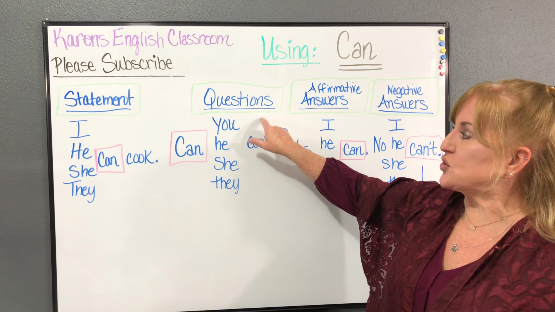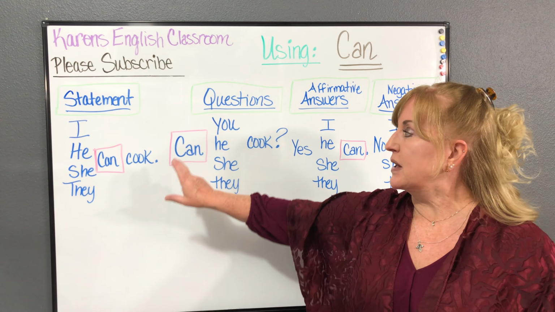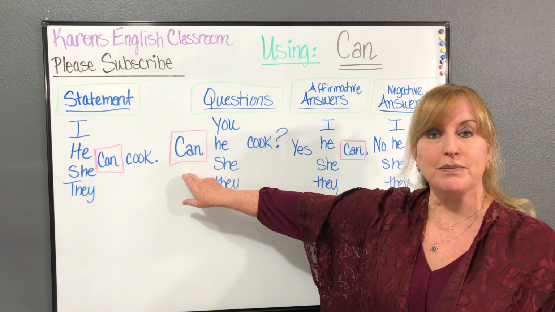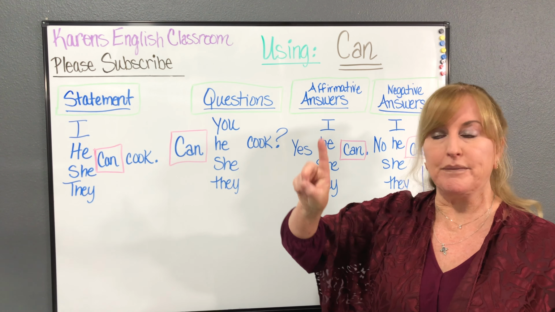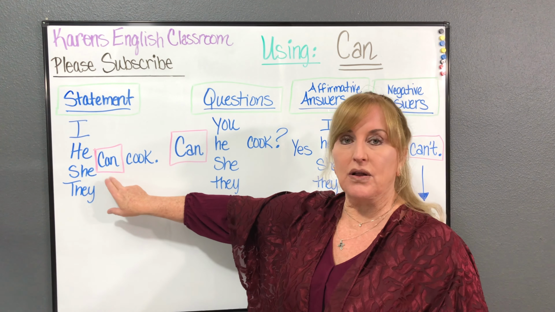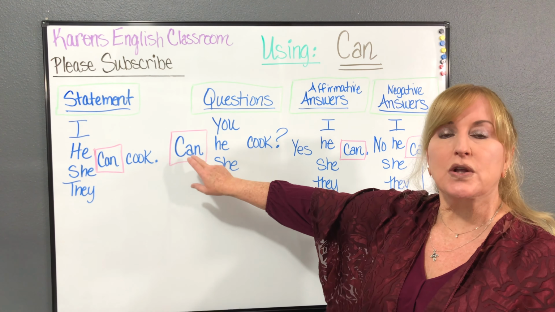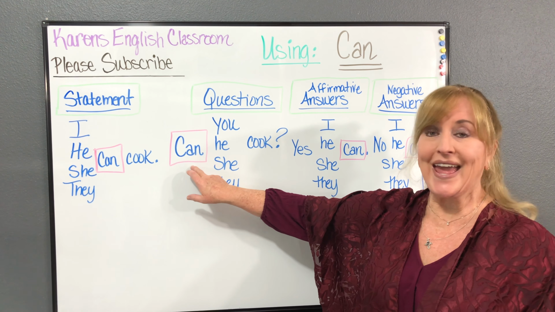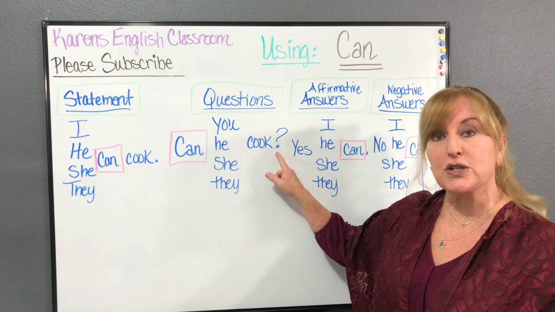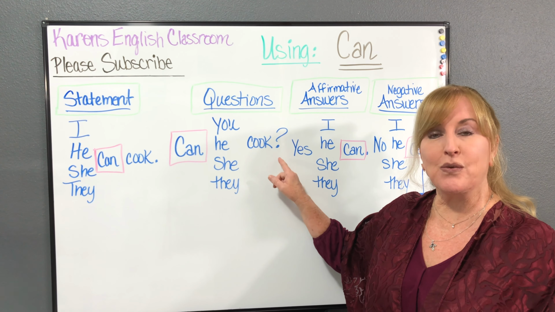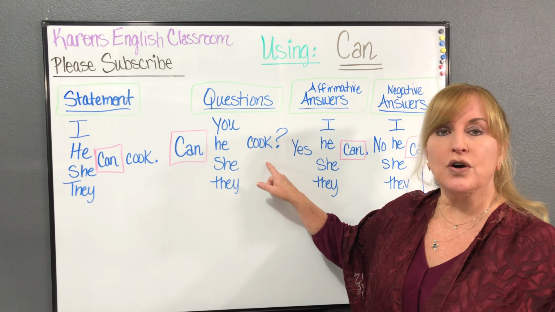Now, these are questions. When I make a question or write a question, can is now going to be first. Can is going to be first, number one. Here, it's in the middle, and then the verb. But here, it's going to be first. So let's practice, class. Can you cook? Question. Remember, question mark. Very important when we ask a question.